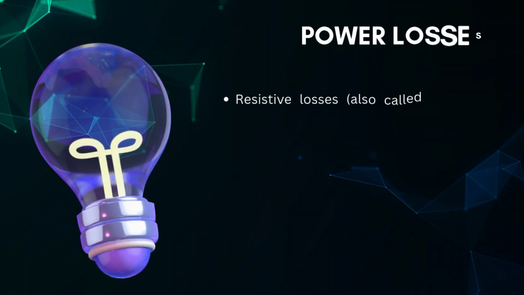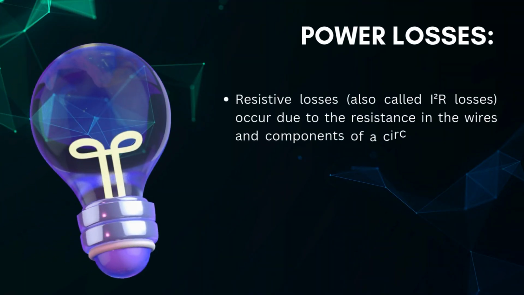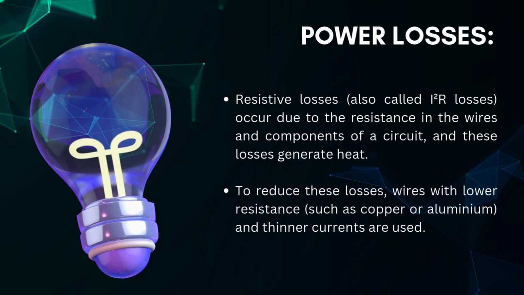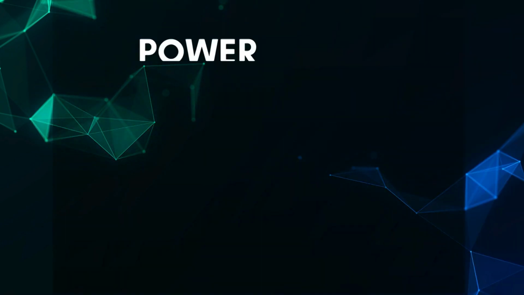The resistive losses occur due to the resistance in the wires and components of the circuit, and these losses generate heat. To reduce these losses, wires with lower resistance may be used. Let us go for an example.